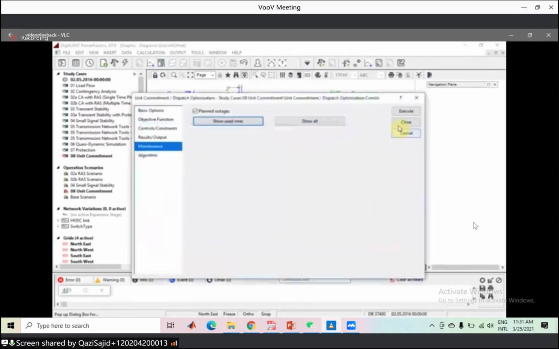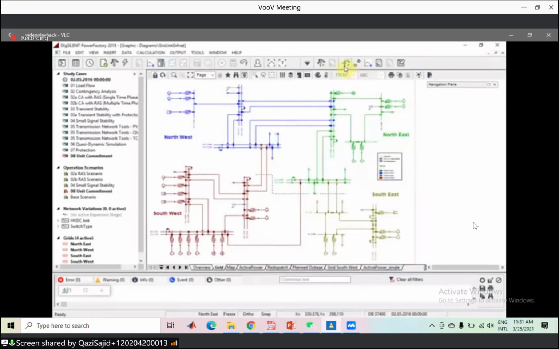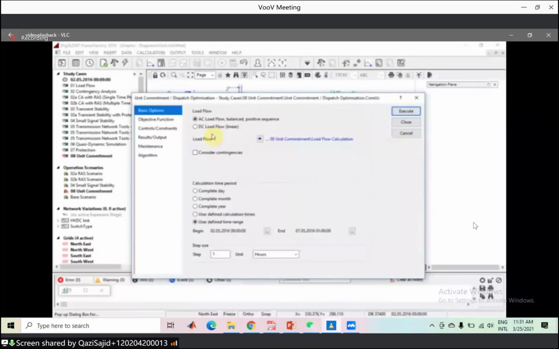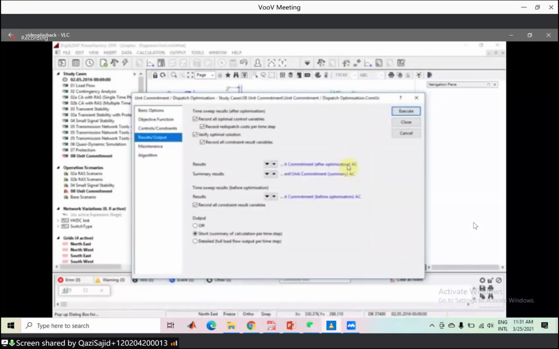The results for all control and constrained variables can be recorded automatically and are stored in a before optimization and after optimization result file. The before optimization results are essentially the results of a quasi-dynamic simulation which are used to initialize the unit commitment. A summary result file is also written.